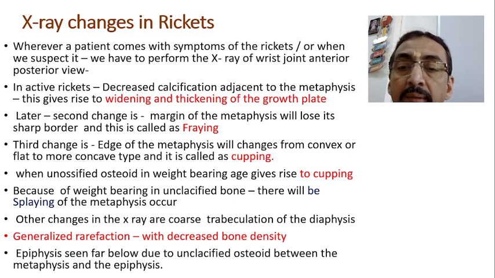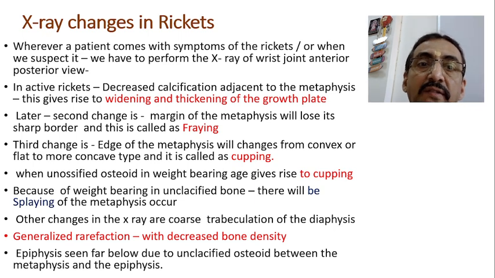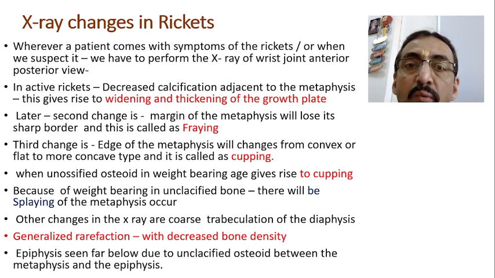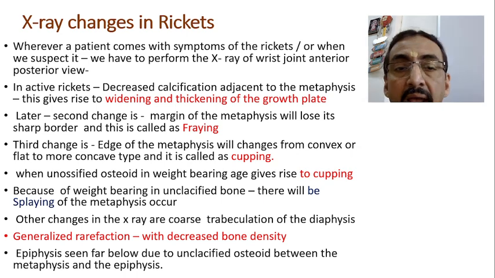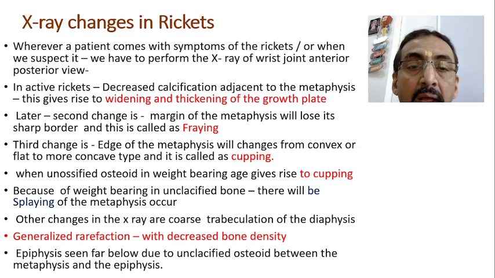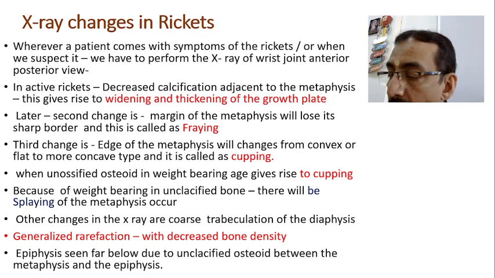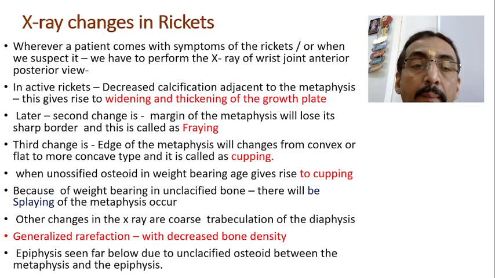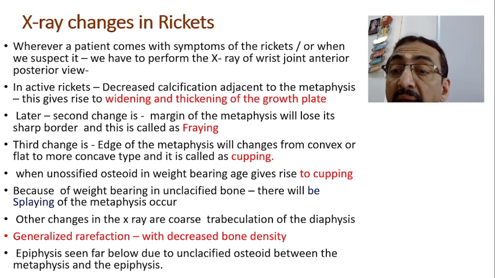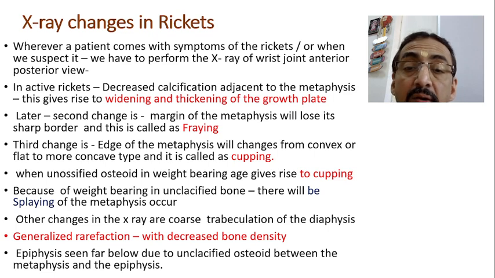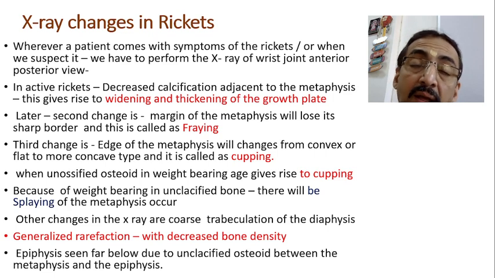Splaying of the metaphysis will occur. So now we have three important changes: one is fraying, another is cupping, and another is splaying. The other changes in the X-ray are coarse trabeculation on the diaphysis.